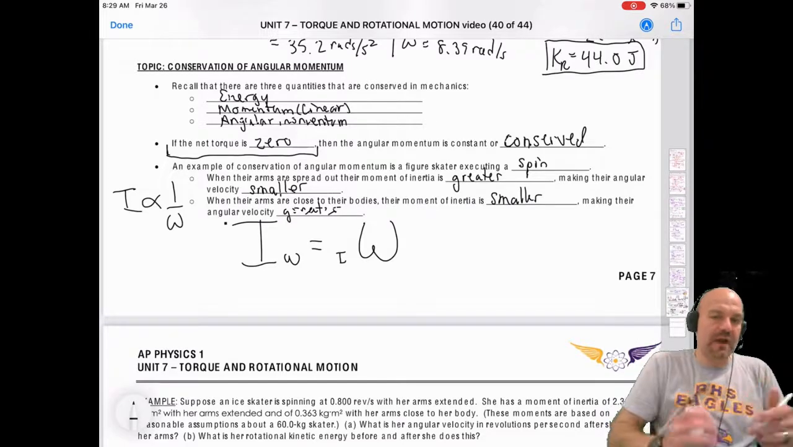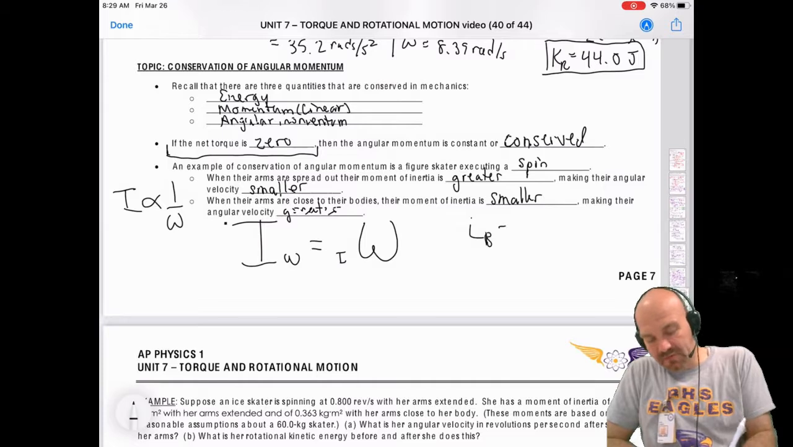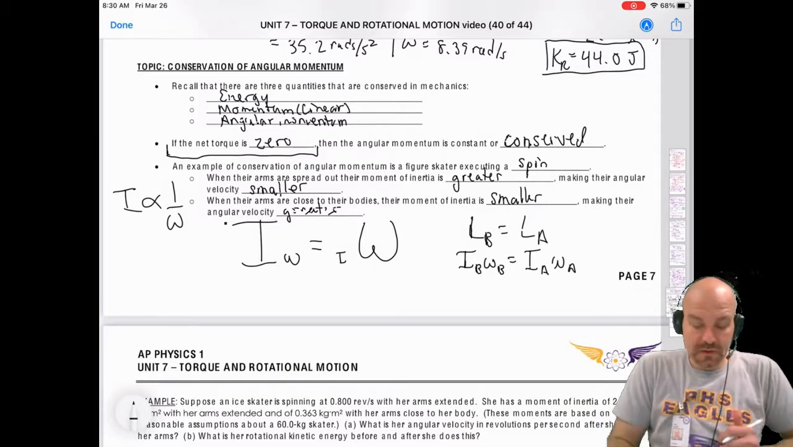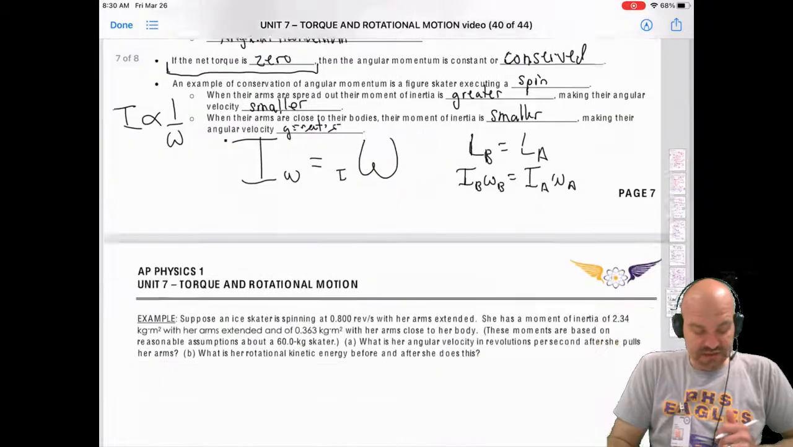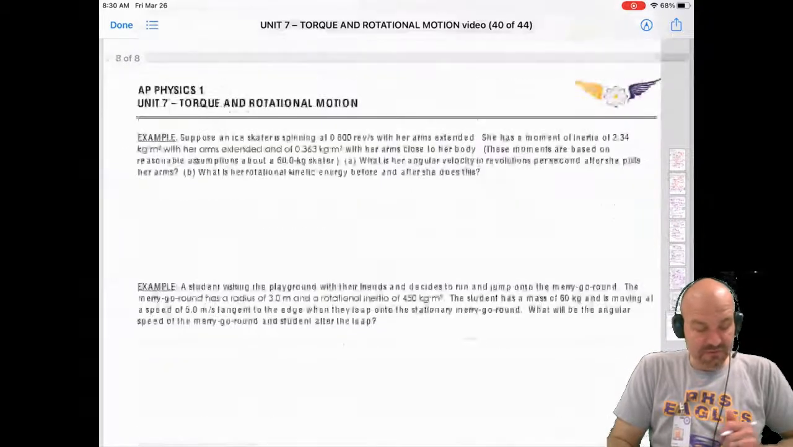Okay. Now, conservation means before and after have to equal each other. So L before has to equal L after, or I before omega before has to equal I after omega after. Okay. And so let's look at the easy way to do it, which is to look at a couple examples. Really, we have three examples here.